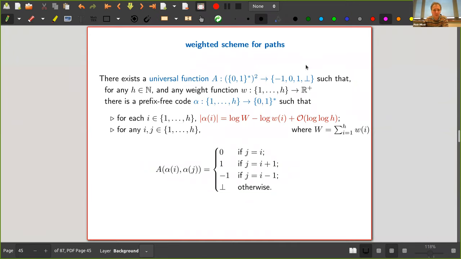And the conclusion is this weighted scheme for paths. So there is a universal function that will output not only adjacent, not adjacent, but will output if there is an edge to the left, edge to the right, if the vertices are the same, or if there is no edge. Yeah. And then our path will be on h vertices, like in our final product, and we have a weight function. And then the actual labels are here, and their size will be the logarithm of the total sum minus the logarithm of the weight of the vertex itself plus some lower order term business. Okay. So that's the weighted scheme for paths, and now we're back to the general concept.